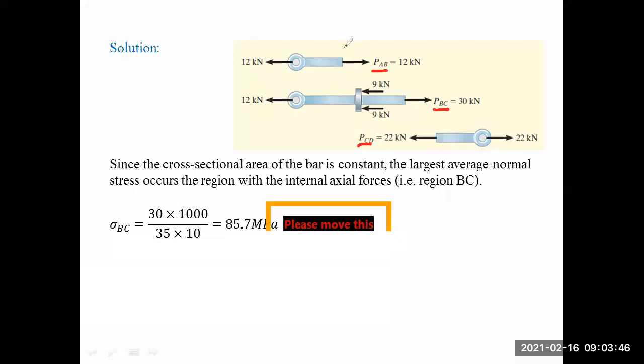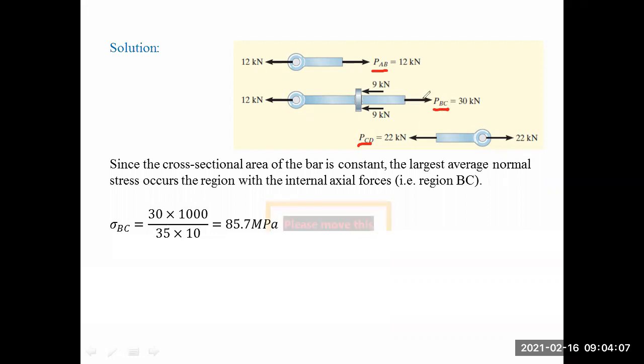So how many sections has he taken? The same thing: 1, 2, 3. Only 3 sections to solve the problem. We needed 3 sections. For the second section, after the 18 kilonewton force is included, the summation of forces along the x-axis would be equal to 0 to determine this PBC.